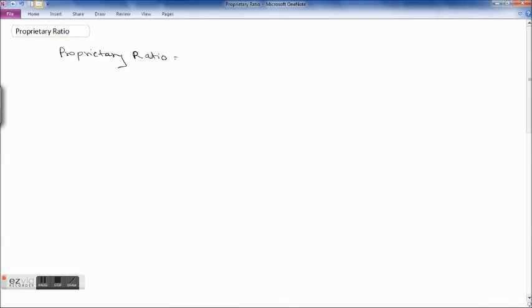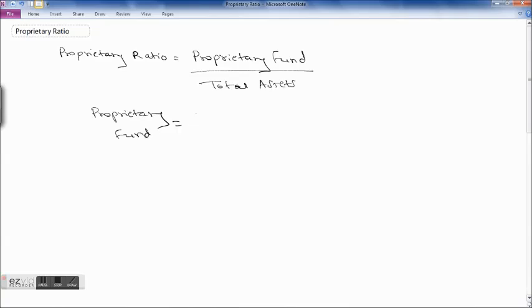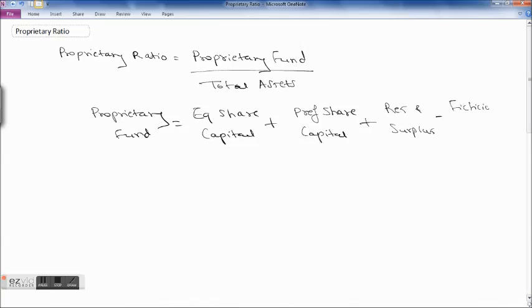Proprietary ratio is equal to proprietary fund divided by total assets. Now what is a proprietary fund? Your proprietary fund includes your equity share capital, plus your preference share capital, plus reserves and surplus, minus fictitious assets.